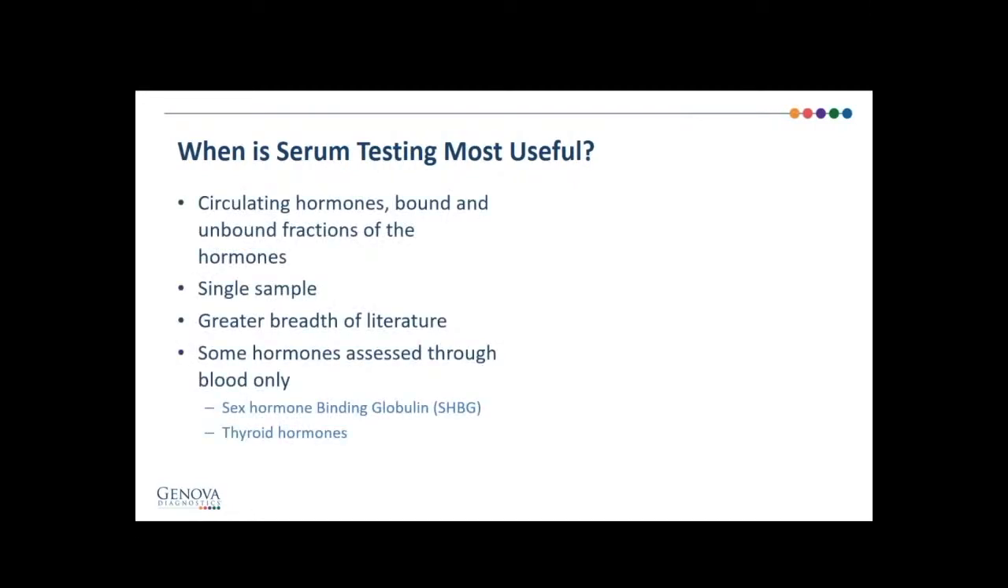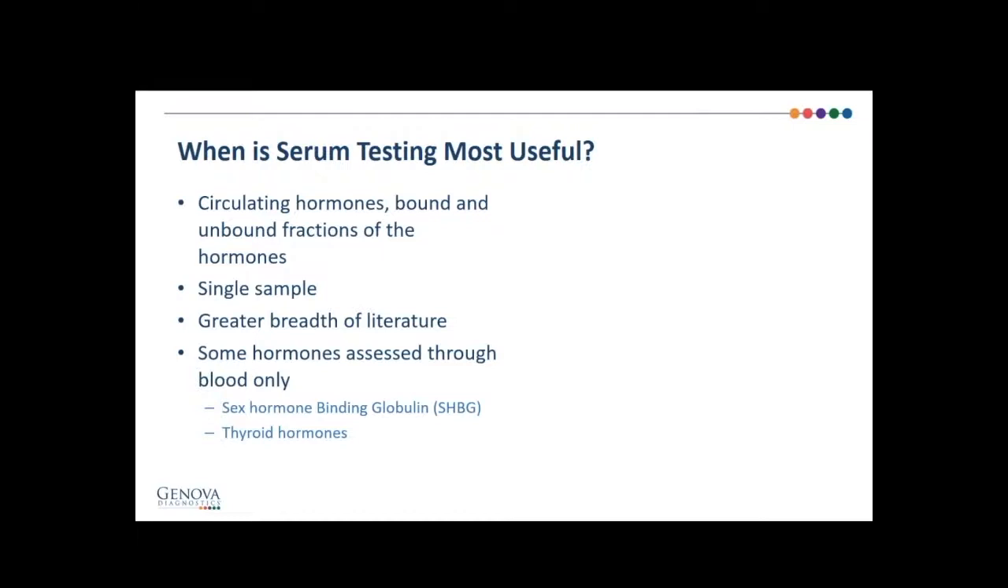Well, for circulating hormones, you get bound and unbound fractions of the hormones in a single sample. So when you're doing serum, you're doing a blood draw, you're getting a moment in time. When you're looking at, for example, saliva, we'll see that you can look at increments of time and look at patterns. There's a greater breadth of literature with serum, perhaps because people were utilizing it earlier, but there is a lot out there in PubMed if you're looking for peer-reviewed literature on serum testing.